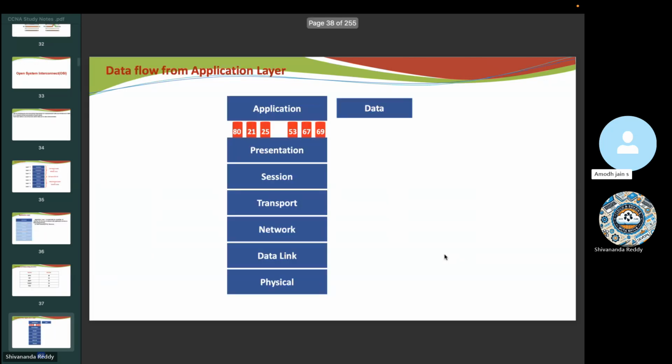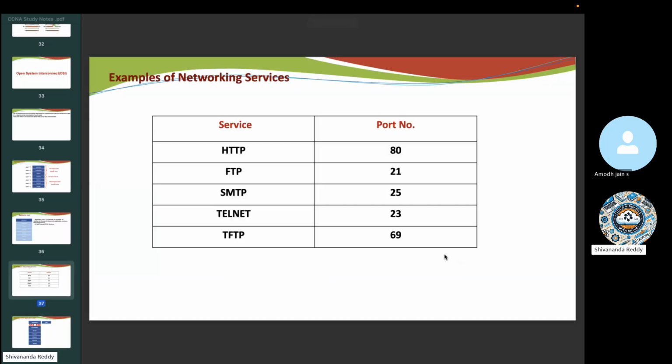So TFTP means, sir? Trivial File Transfer Protocol. FTP means only File Transfer Protocol, correct? TFTP means trivial file transfer protocol. This is also a kind of FTP, but a little bit of security will be there in TFTP.